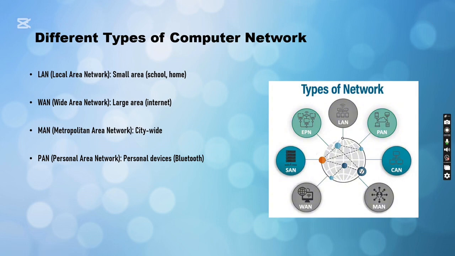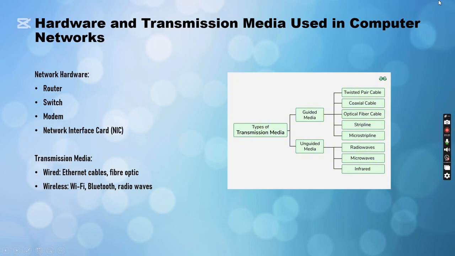Different types of computer network. LAN, local area network: small area, school or home. WAN, wide area network: large area, internet. MAN, metropolitan area network: city-wide. PAN, personal area network, that means personal devices like Bluetooth or hotspot.